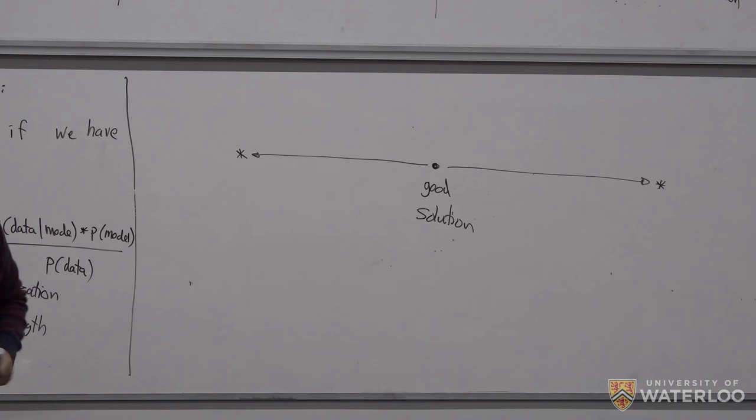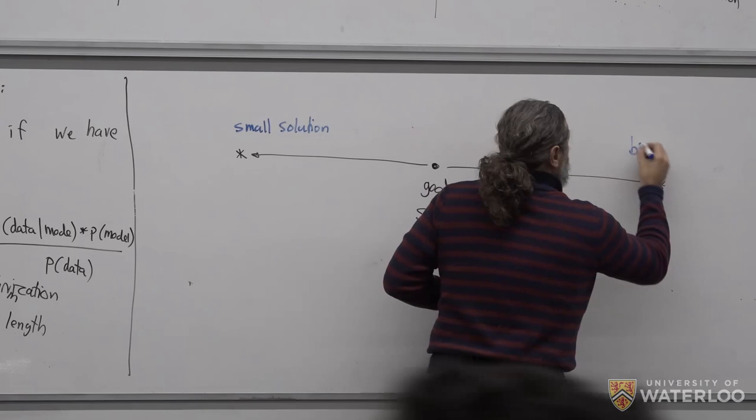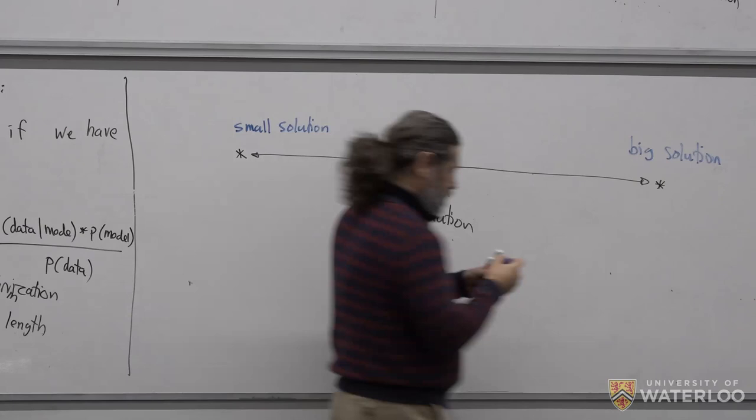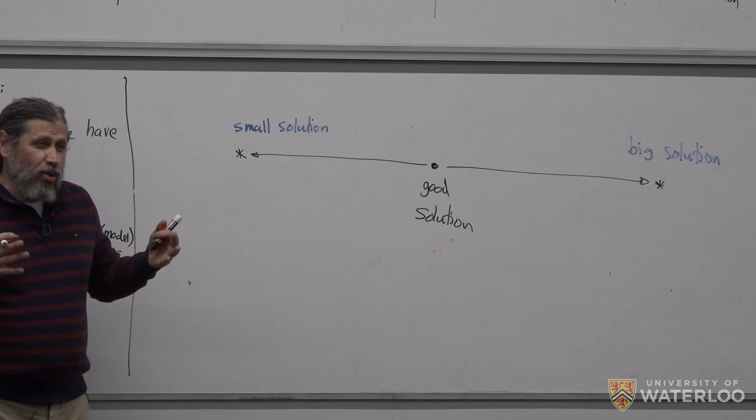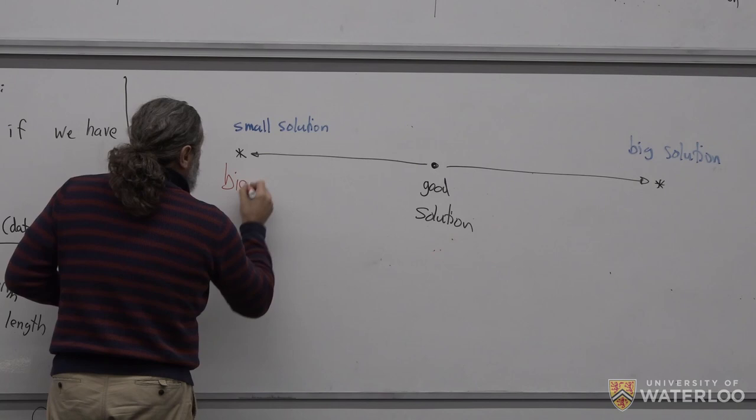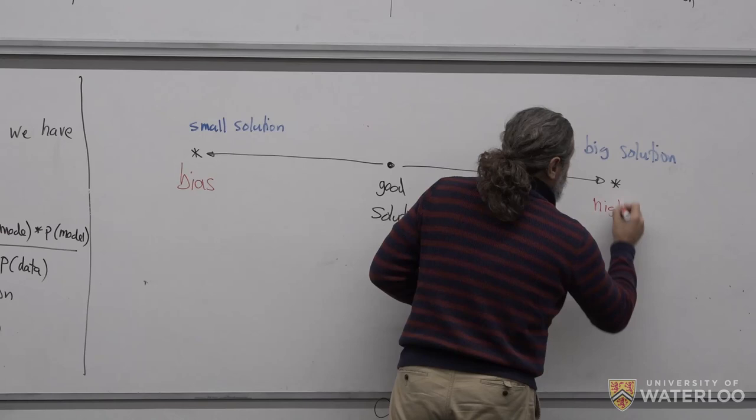So if you have a small solution, or you have a big solution, for a small solution, the problem is, that's nice, but when I say small solution, that means too small. So you get biased. And when you have a big solution, of course, you get very high variance. You get a lot of variance.